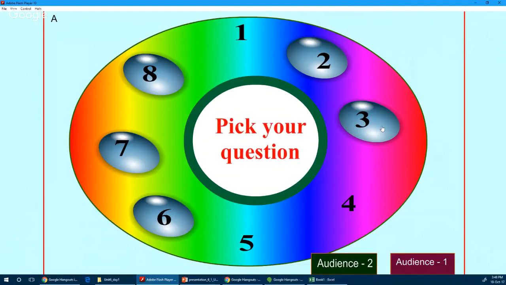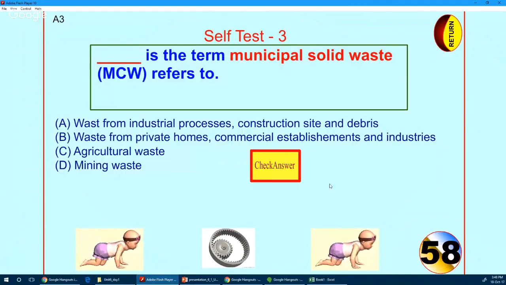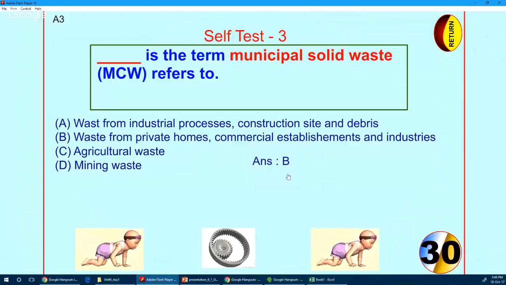You go for 3. Ready? Here comes your question. Dash is a term municipal solid waste refers to A, B, C, D. Waste from industrial processes, construction sites, and debris. That's A. Waste from private homes, commercial establishments, and industries. That's B. Agricultural waste is C. Mining waste is D. You go for B, and that's perfectly right. The waste from private homes, commercial establishments, and industries is municipal waste.